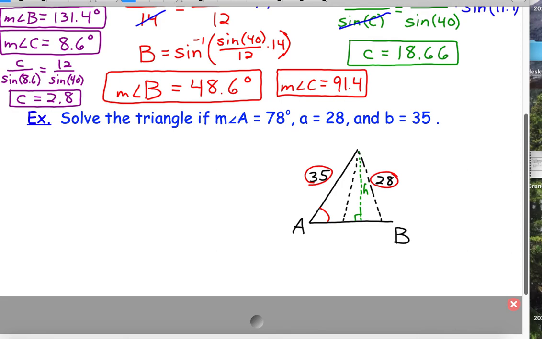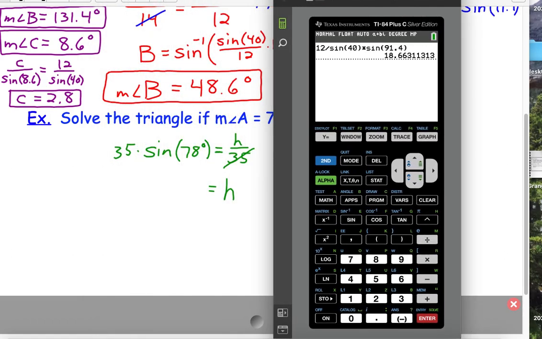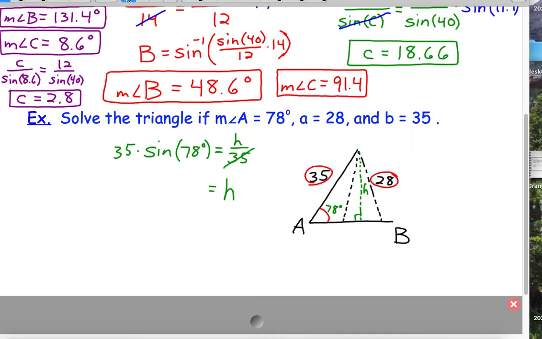And so to do that, I'm going to say the sine of angle A, which is 78 degrees, they gave it to us. Sine of 78 is equal to h, the height or the altitude, over the hypotenuse, which was 35. So I'll multiply the 35 to the other side and see what that length is. Grab the calculator, punch in 35 times sine of 78. Uh-oh. 34.2. Is the height of that triangle.